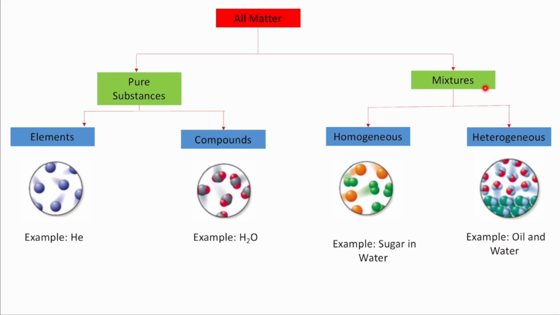Then we have mixtures that can be homogeneous or heterogeneous. Homogeneous mixtures, for example, sugar in water, have components that intimately and physically interact with each other. They look like one single entity. Heterogeneous mixtures have components that physically interact with each other, but they look like two different entities. For example, oil and water.